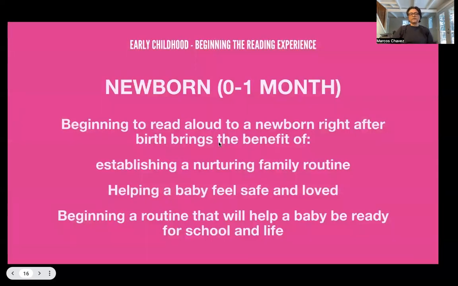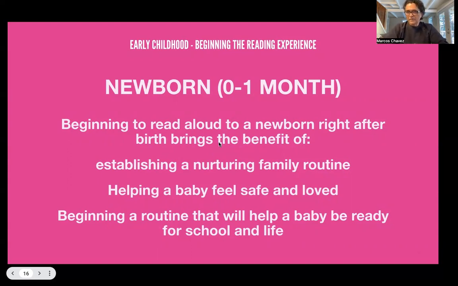So the newborn, the earliest of newborns, the first month: beginning to read aloud to a newborn right after birth brings the benefit of establishing a nurturing family routine and helping a baby feel safe and loved. And that is actually a really big part of everything we're doing. I don't see the effort of experiencing a book together, reading together, as an academic endeavor.